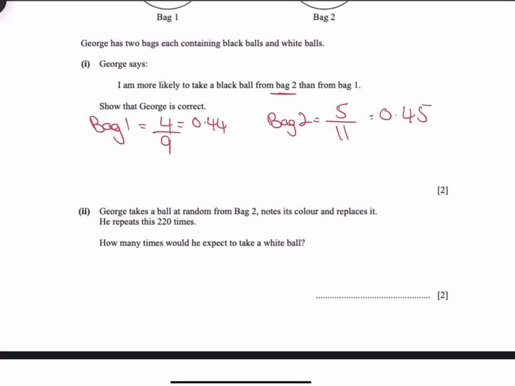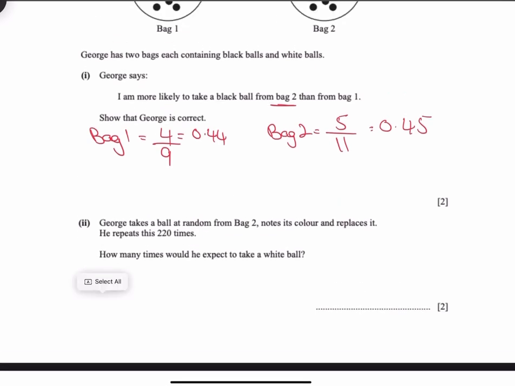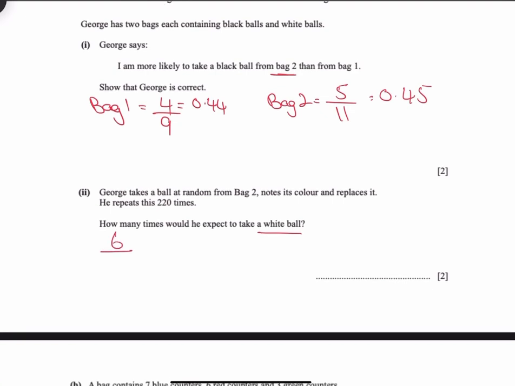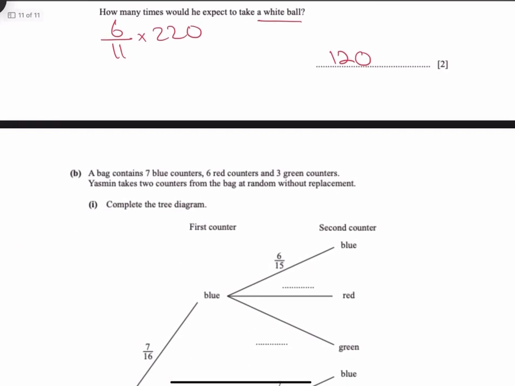Now George takes a ball at random from bag 2. Notes its color, replaces it. How many times would he expect to take a white ball? So if a black ball is 5 over 11, a white ball would be 6 over 11. So 6 over 11 times 220. This is 120 times. Okay.